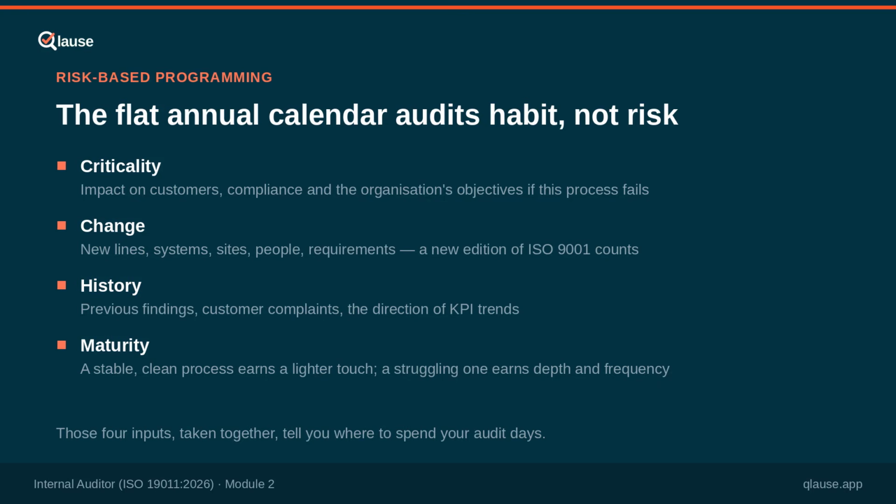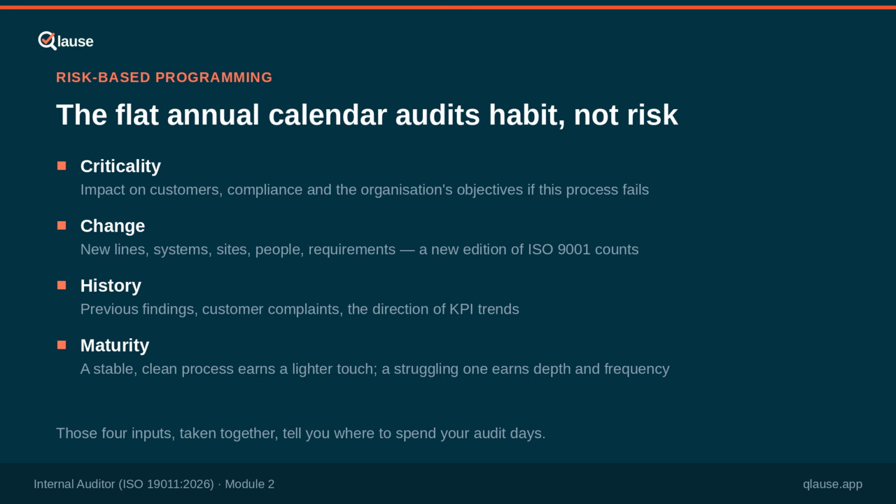Which brings us to risk-based programming. The flat annual calendar. Every process, once a year, at the same depth. Audits habit rather than risk. Build the schedule from 4 inputs instead. First, process criticality. What is the impact on customers, on compliance, and on the organization's objectives if this process fails? Second, change. New lines, new systems, new sites, new people, new requirements. And yes, a new edition of ISO 9001 counts as change. Change is where controls have not yet been proven.